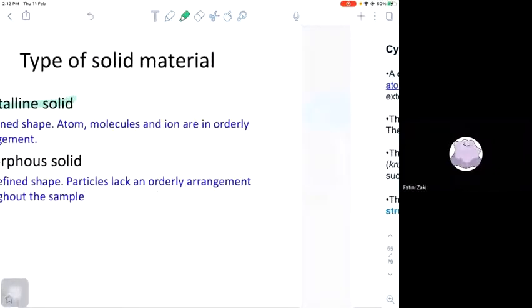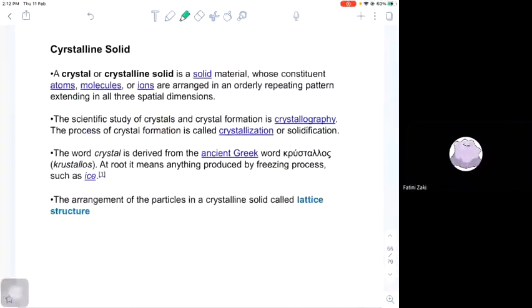So what is a crystalline solid, or what is a crystal? A crystal consists of atoms, molecules or ions that are arranged in an orderly repeating pattern. This orderly repeating pattern extends in all three spatial dimensions. It means that it extends to the side, up and down, and to the front and to the back. It is 3D.